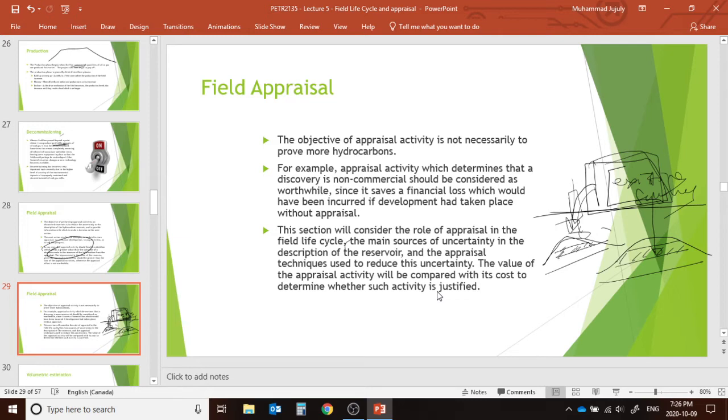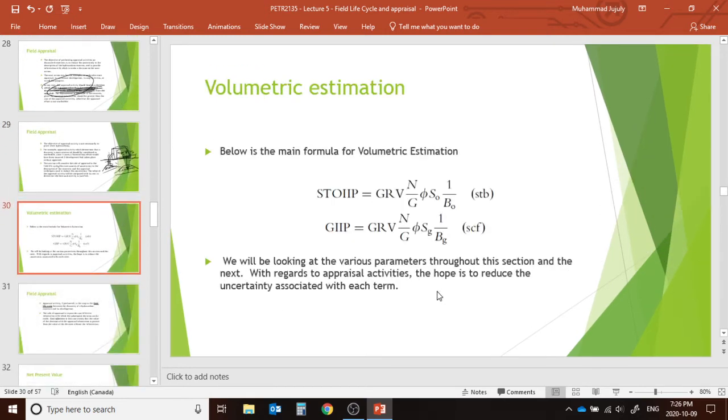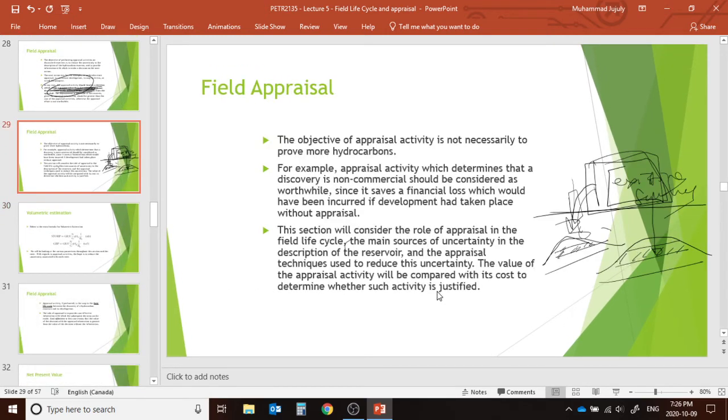But if you want to do the appraisal, then what is it? Go to the next slide. The money or the investment you put into the appraisal should yield a greater value than the outcome of the decision made in absence of that information. We'll see again, what is that? Now, this section will consider the role of the appraisal in the field life cycle as the main source of uncertainty.